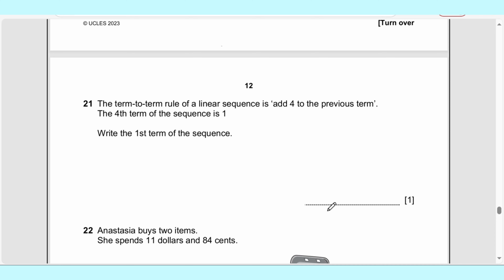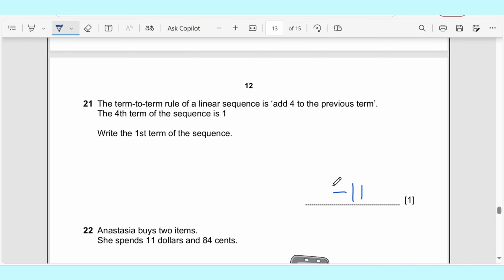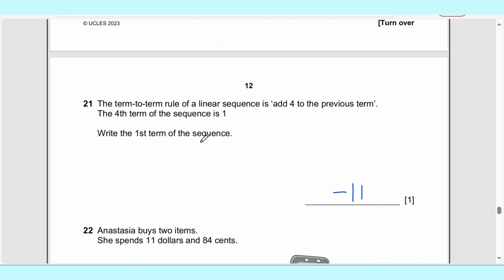Okay, let's check out the answer, guys. So the answer is negative 11. How do we get that answer? Add 4 to the previous term. The fourth term is 1. So term 1, term 2, term 3, term 4. The fourth term is 1, so this is 1.